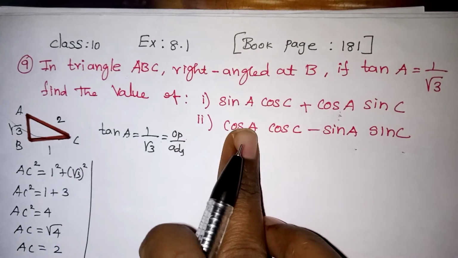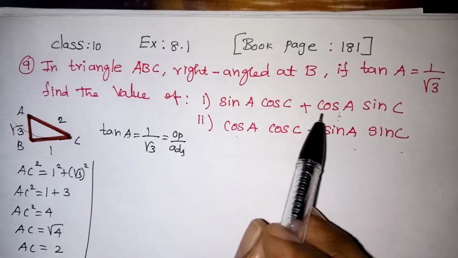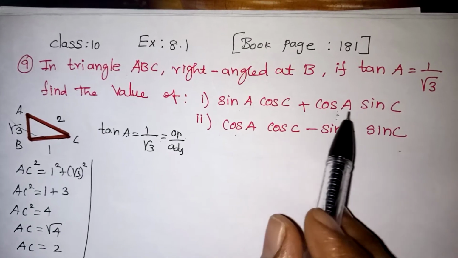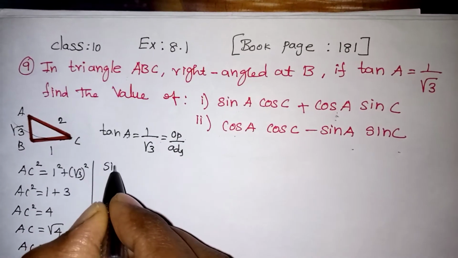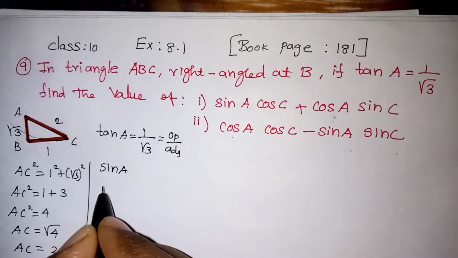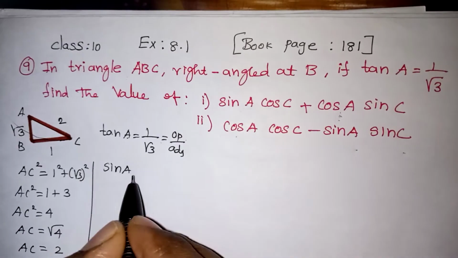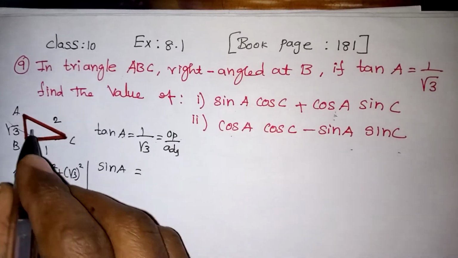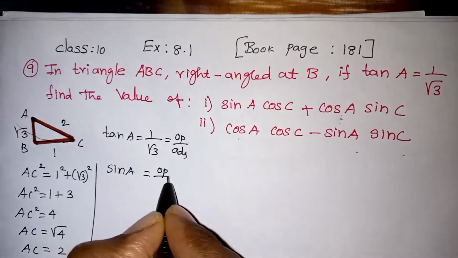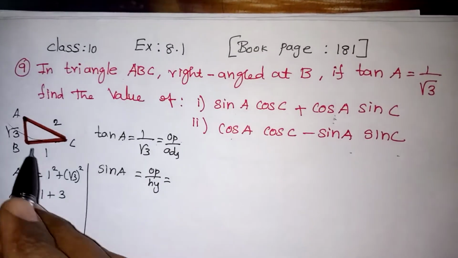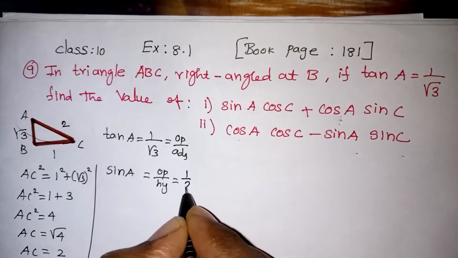Now this is our given question. We need sin A cos C plus cos A sin C value. To complete the first problem, we need sin A value, cos C value, cos A and sin C. All four values we need. So sin A, formula opposite by hypotenuse side. From A my opposite is 1, hypotenuse is 2. So 1 by 2 we can write.